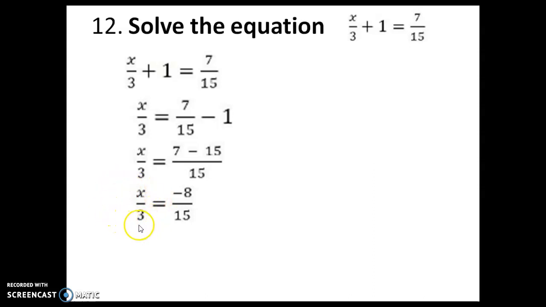Here we want x alone in the LHS. Here divided by 3 is there. So what we should do? This 3 will go as multiplication to the RHS. So minus 8 by 15 into 3. 3 and 15 are divisible. 3 ones are 3 and 3 fives are 15. So the answer will be minus 8 by 5.